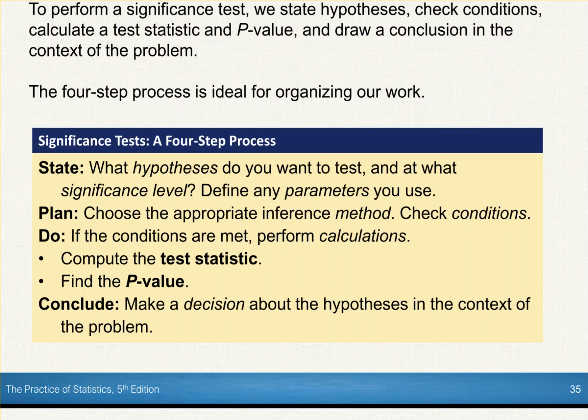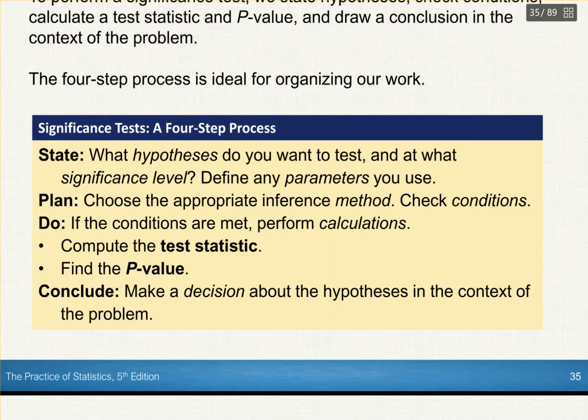Plan. Choose the appropriate inference method and check conditions. Again, are we looking for the significance of a population proportion, or is it of a mean? Those types of things. We haven't talked about how to do it for a mean yet, but we want to talk about that. And check conditions. So we need to check those three things. Is it random? The 10% rule, and then n times p and n times 1 minus p both have to be greater than or equal to 10.